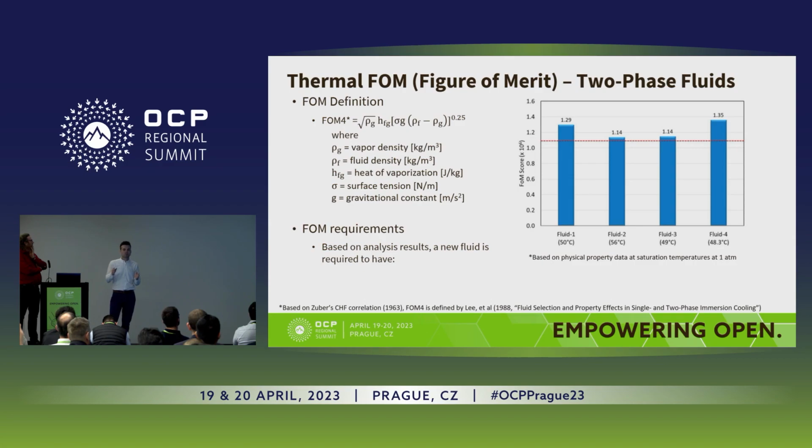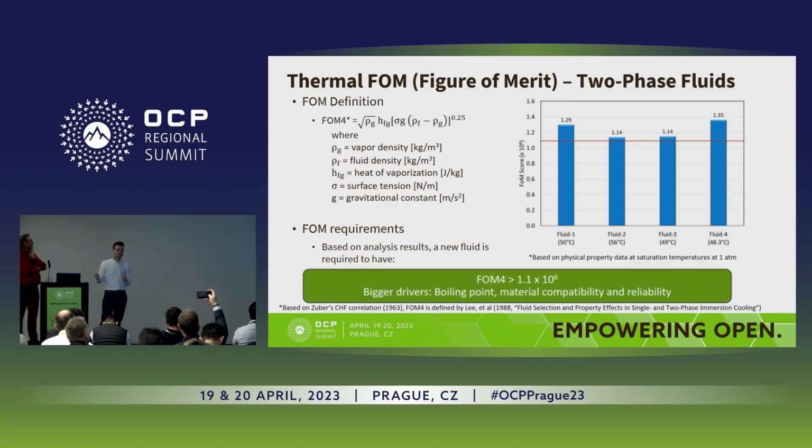Finally, in terms of figures of merit, two-phase fluids: here they established figure of merit 4 based on the critical heat flux correlation that was put out there by Zuber. Simplification of that, they came up with figure of merit 4. Cutoff for that is 1.1 times 10 to the 6. Looking at the fluids they analyzed in the graph here, they all met that criteria. What they did note was more than differentiation in terms of figure of merit 4 for two-phase fluids. You're probably going to be looking at things like boiling point, material compatibility, and reliability.